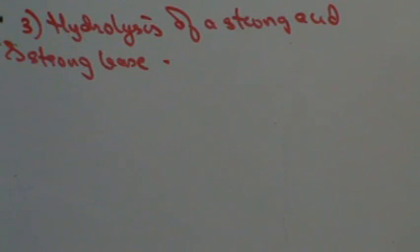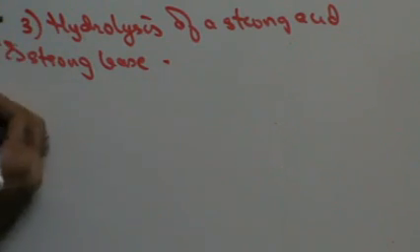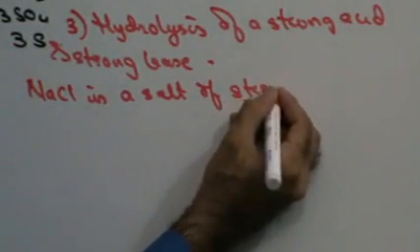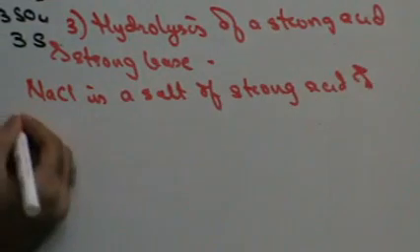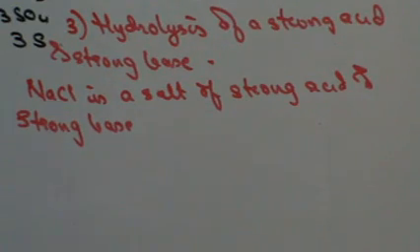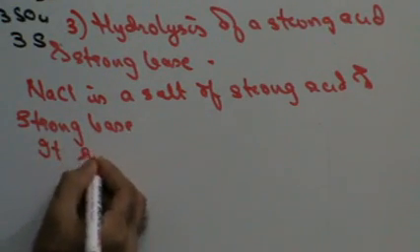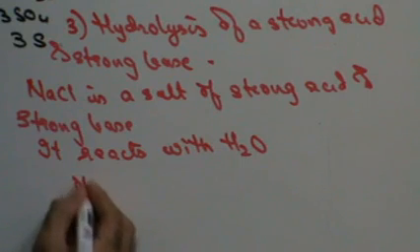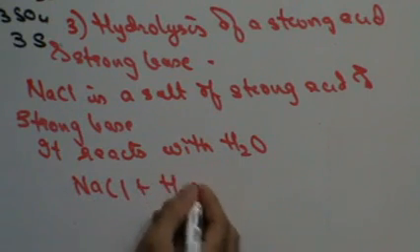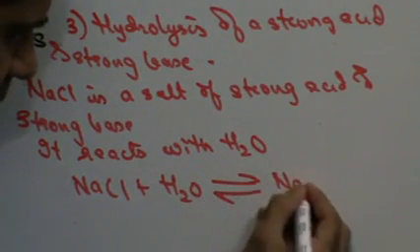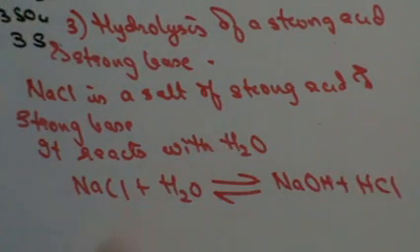Strong acid will be HCl and strong base will be sodium hydroxide. So I can say NaCl is a salt of strong acid and strong base. Now, if it reacts with water, that means NaCl dissolved in water will reversibly give you the strong acid and strong base. It will give you NaOH plus HCl.